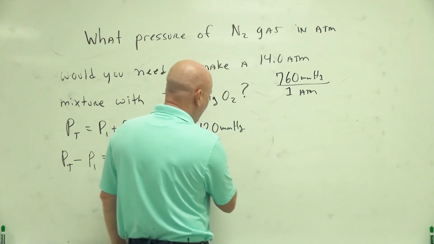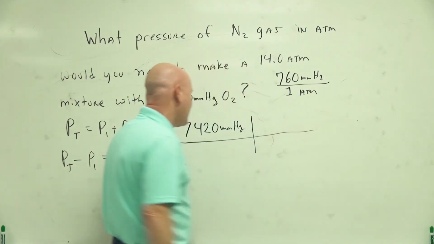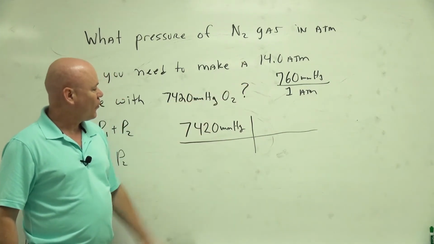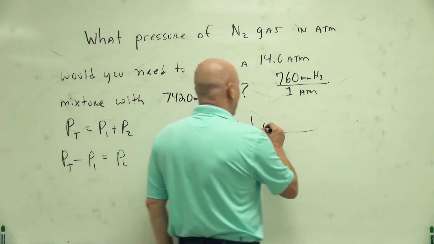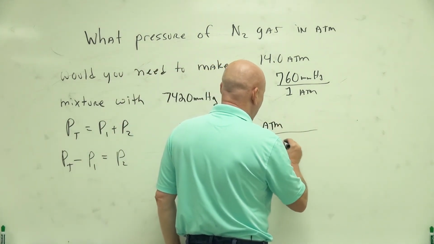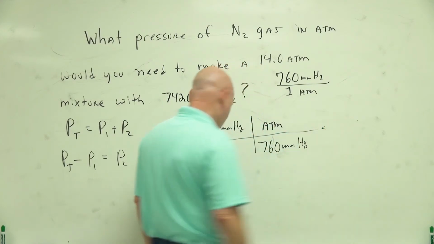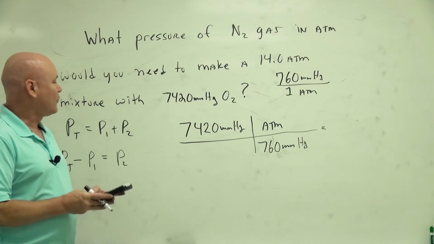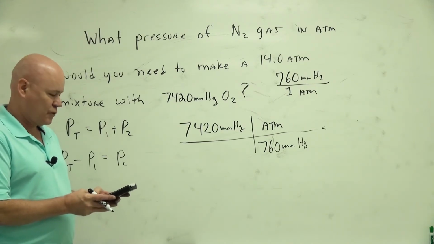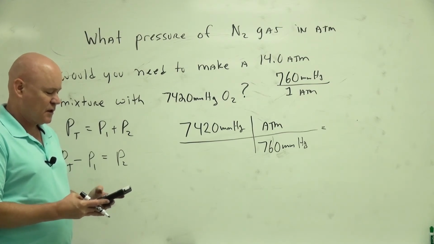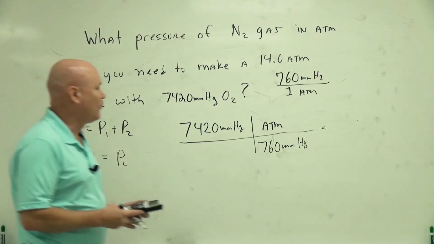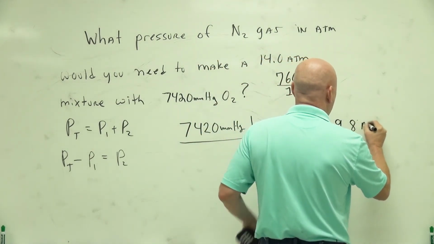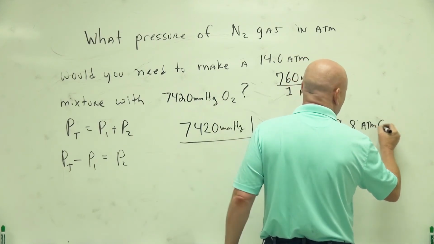I'm going to set this up as a conversion, because that's what it is. It looks like I'm going to have to flip this over so that millimeters mercury cancels, so one atmosphere is 760 millimeters mercury. Let's put that in my calculator and see how many atmospheres we have of the oxygen. 7420 divided by 760 is 9.76, or 9.8 atmospheres of the O2.